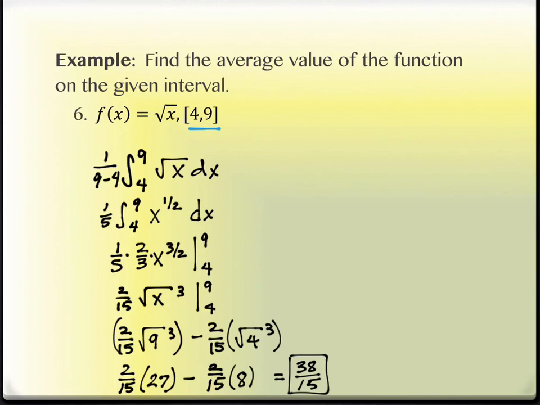So the only thing average value does differently is it puts this fraction that's 1 divided by the width of the interval in the very beginning. And then otherwise, it's exactly the same.